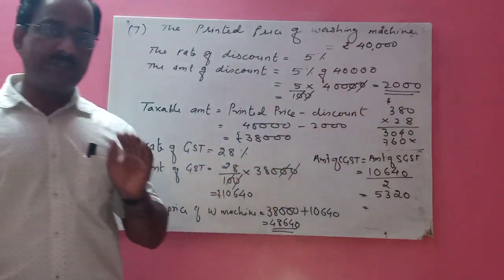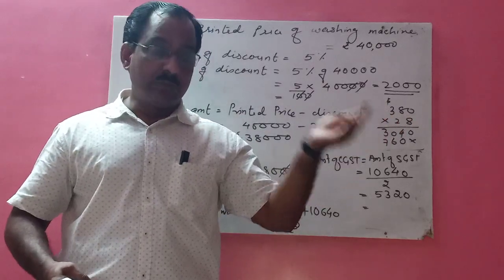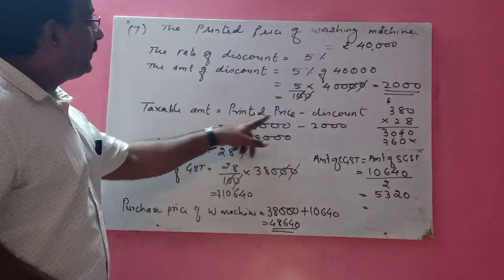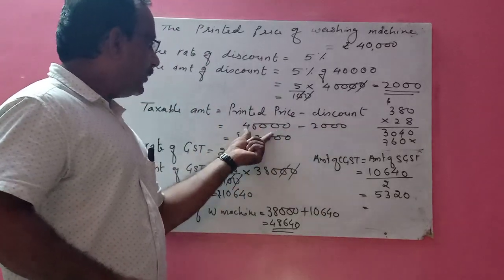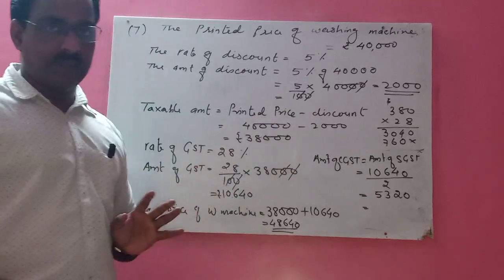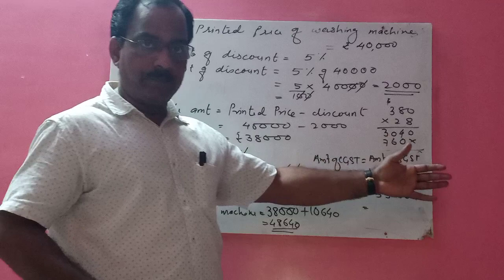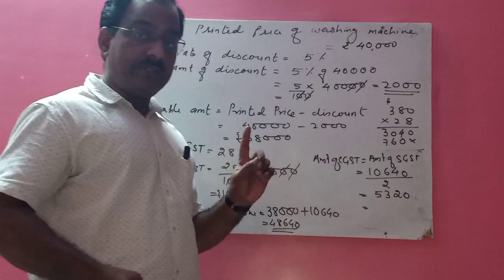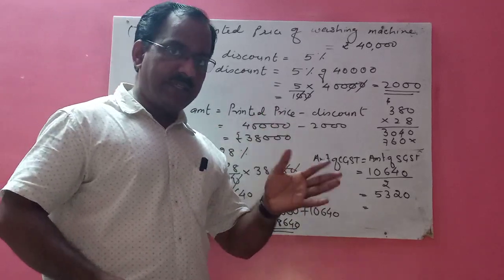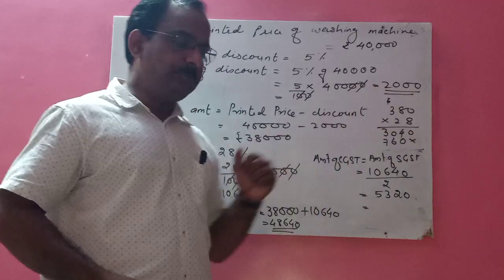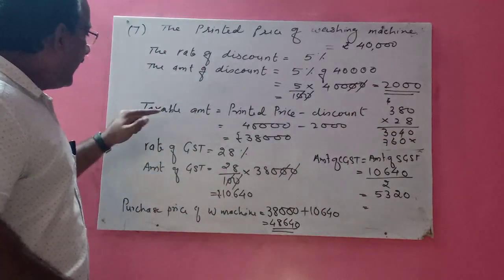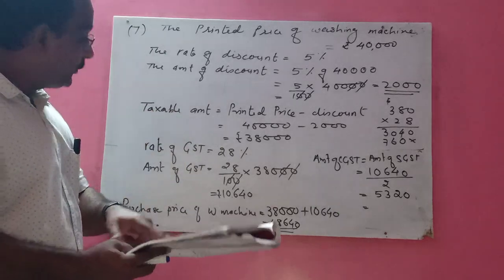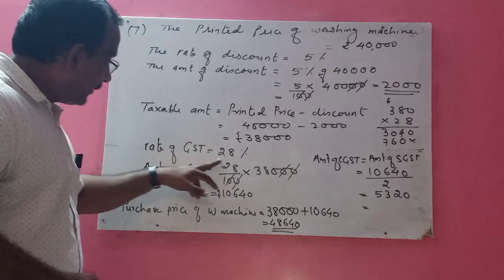So if you minus this 2,000 rupees from the printed price, what will come? The taxable amount. So taxable amount is equal to printed price minus discount. 40,000 minus 2,000, answer is 38,000. This is the taxable amount. Now Prasad has to pay GST on this, right? So Prasad has to pay GST. GST means what? Sum of SGST and CGST. So I have calculated directly here how much he paid as GST. Rate of GST is given as per the textbook, 28%.